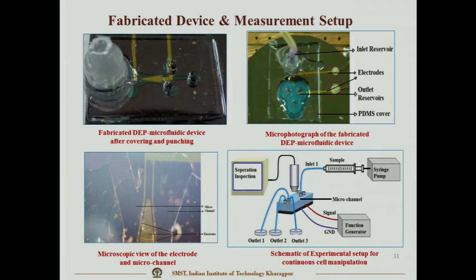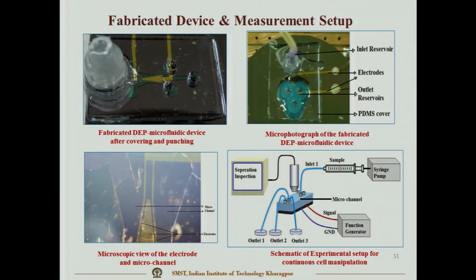Here the picture is probably not very clear, but today we have a lab visit and you will see those devices also. This is the actual device, only a few millimeters in length, only 5 to 6 millimeters in total length. This yellow color is the gold electrode, and this is the magnified view. Here you can see the middle electrode and these are the side electrodes. These electrodes have to be connected to an external power supply.